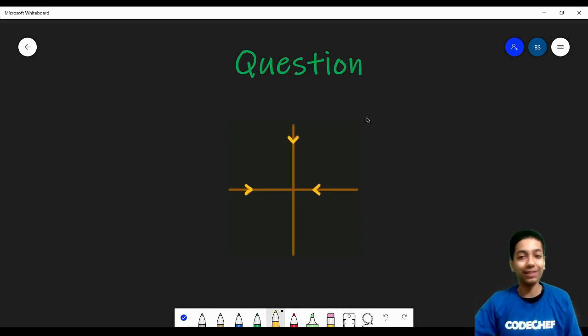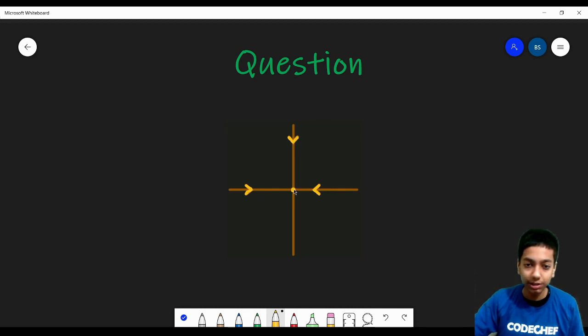Here's the problem statement, guys. We'll be given an ant colony in the form of a few lines, where all the lines pass through a common point. This is the common point, the point O, or the origin. There will be n lines, all of them passing through this point O, and here there are two lines. Every line will consist of a few ants.